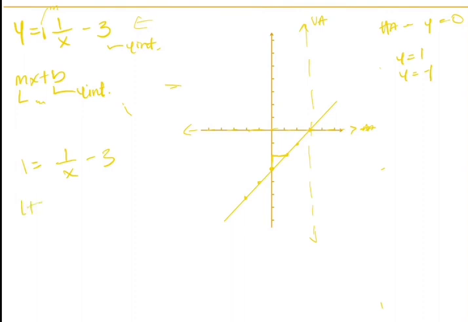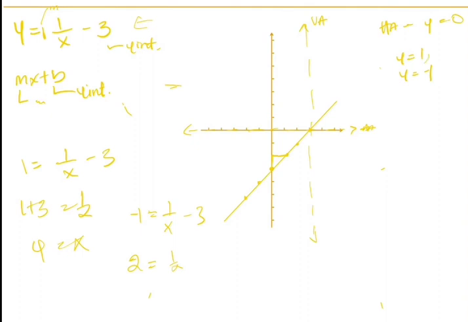So then this is going to be 1 plus 3 equals 1 over x. So this is going to be 4 equals x. So at 4. And we're going to do the same thing, but we're going to do it with -1 this time. So -1 equals 1 over x minus 3. And this is going to be plus 3 to both sides, right? So this is going to be 2 equals 1 over x, or x. So now our invariant point is when y is equal to 1, x is equal to 4.